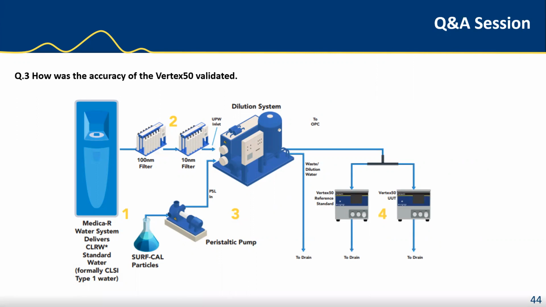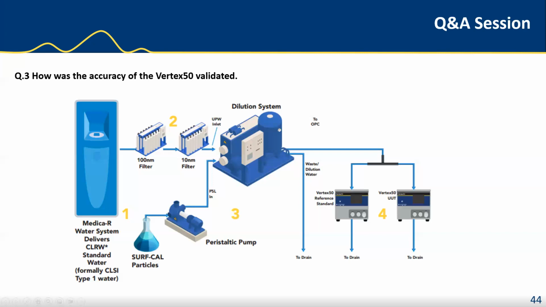In the third stage, the traceable particles are introduced into the dilution system, and the diluted particles are then carefully controlled based on a dilution ratio. So the concentration is known. Each channel is tested individually against a reference unit. The counting efficiency and the range of the Vertex 50, the one under test, and the reference standards are also known.